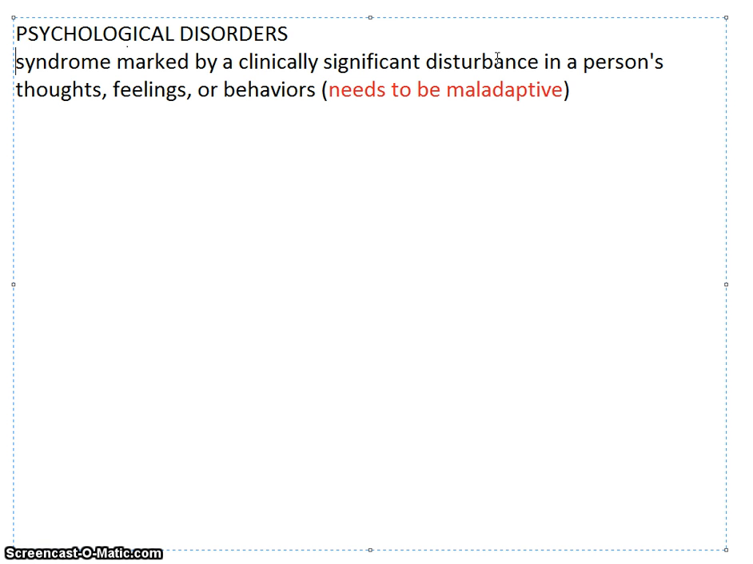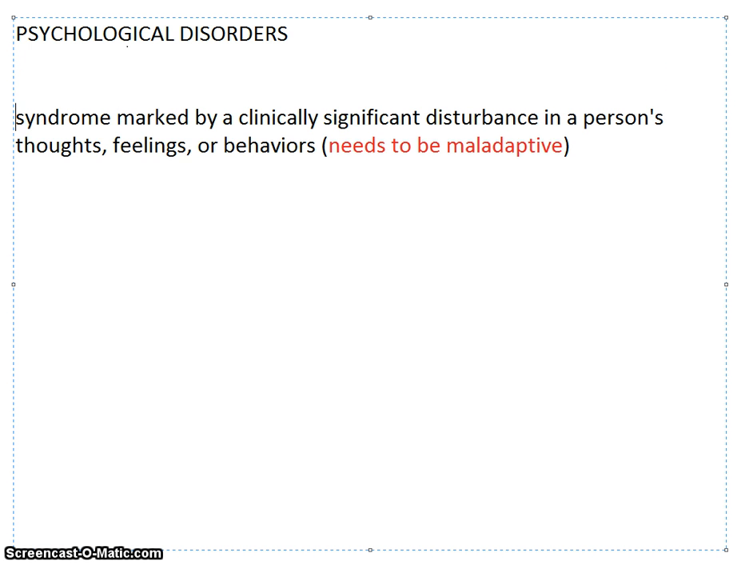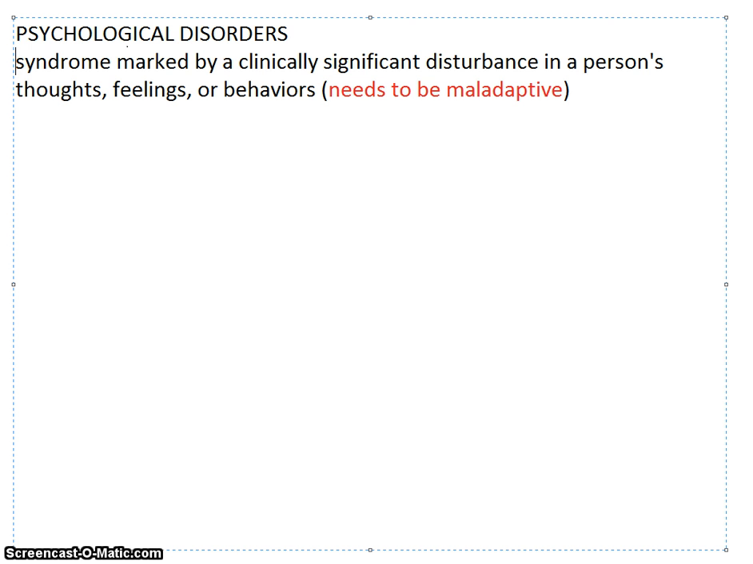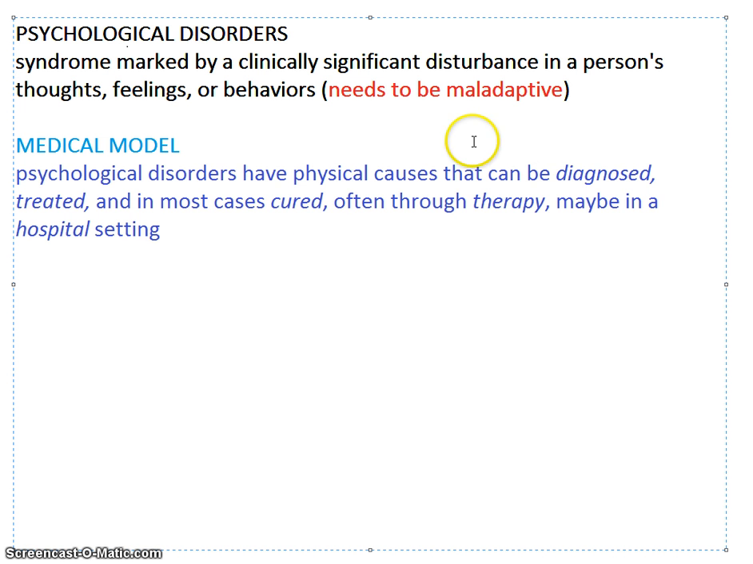So that's psychological disorders. And there's, again, two ways to look at it that your book talks about. There's the medical model, and then there's the biopsychosocial approach that we talked about in chapter 1. So first, the medical model. And that one says that psychological disorders have a physical cause. It can be diagnosed, it can be treated, potentially cured. You're going to have some sort of treatment like therapy, maybe in a hospital, all that sort of doctor medical type stuff. So that's the medical model.